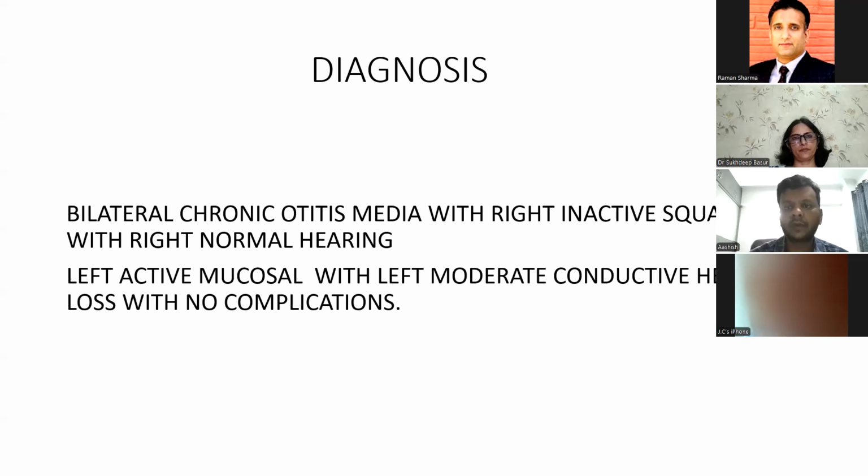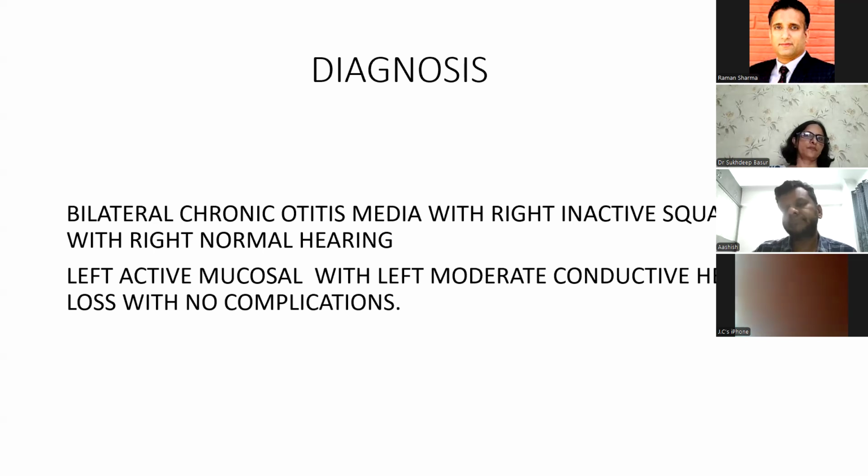Sir, I would go for inside out mastoidectomy. Which side? Left or right? Right side, sir. Why do you want to operate on the right side? There is no hearing loss. There is no extensive destruction.